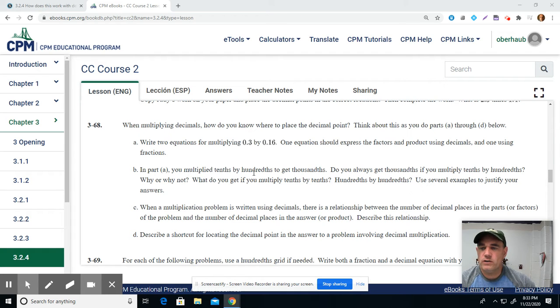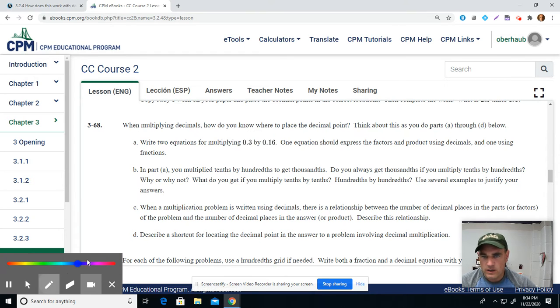All right, so question 3-68. When multiplying decimals, how do you know where to place the decimal point? Think about this as you do problems A through D below. So the first thing it wants us to do in A is write two equations for multiplying 0.3 times 0.16, or 3/10 times 16/100. One equation should express the factors and products using decimals, and one using fractions.